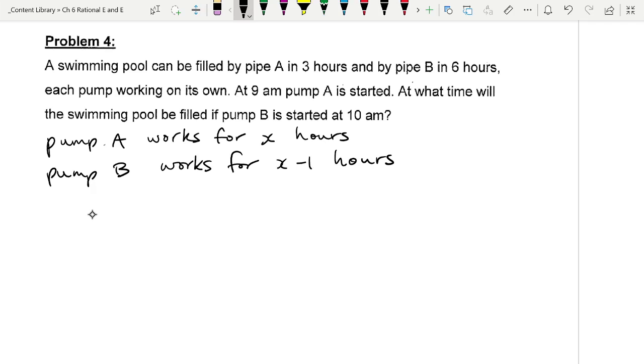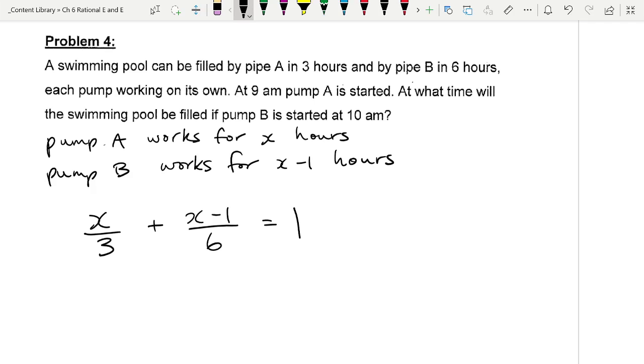So pump A, whatever the time is, it does 1/3 of the job in that time, right? Because it works at a rate of 3. And pump B would be x minus 1 over 6. And again, all of that has to equal one full pool. So that's where the 1 comes from.